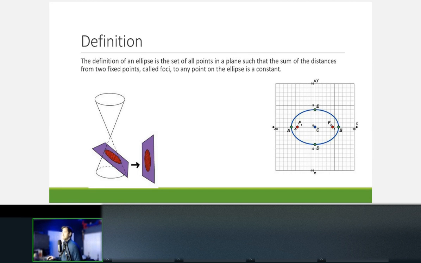A definition of ellipse is the set of all points in a plane such that the sum of the distances from two fixed points, called the foci, to any point on the ellipse is a constant. I'm not going to go into depth of exactly what that means. Feel free to read the modules for the nitty-gritty on exactly what it means by the sum of the distances of two fixed points, the foci. This diagram right here just shows how an ellipse is derived from taking a slice at an angle. And then here is a picture of an ellipse.